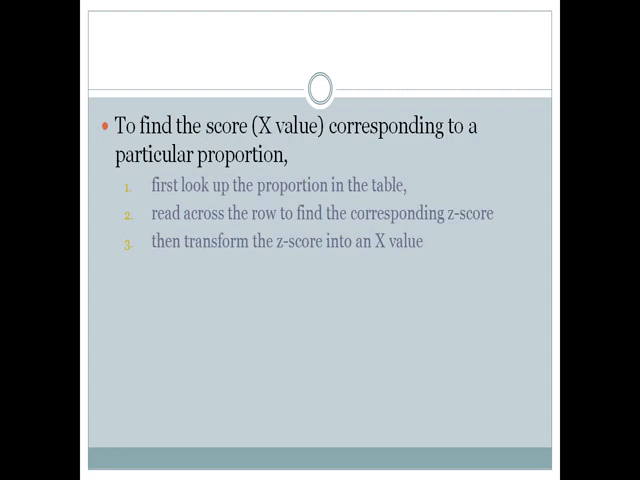Notice this is the opposite. To find the raw score corresponding to a particular proportion, we would need to first find that proportion in the table in the back of the book, read across the row to find what z-score is associated with that proportion, and then transform that z-score into an x value. So we can go from a raw score to a proportion. We can also go backwards from a proportion to a z-score to a raw score.